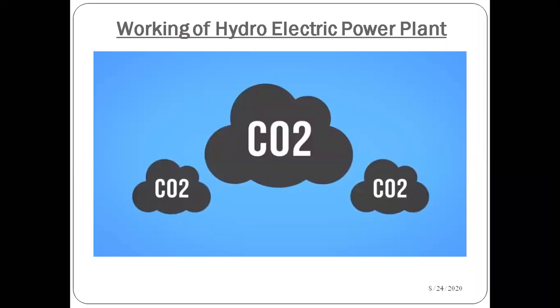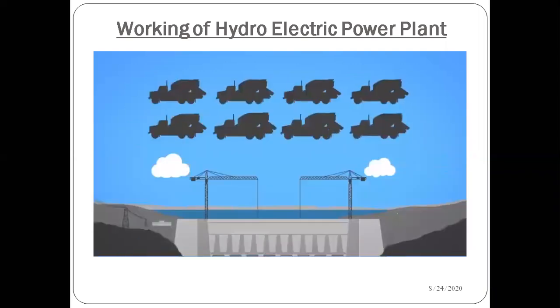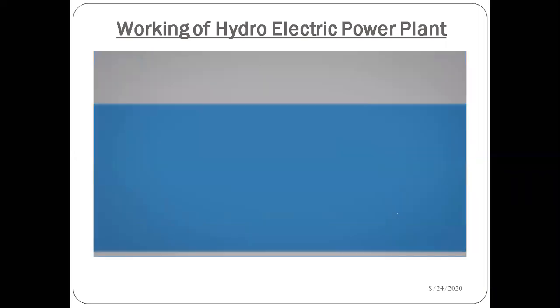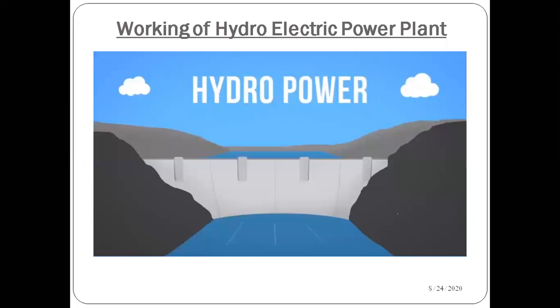As with most forms of energy, carbon dioxide emissions happen during construction, particularly due to the large quantities of cement used, and plant matter in the flooded areas makes methane, another greenhouse gas, as it decays underwater. That's hydropower.